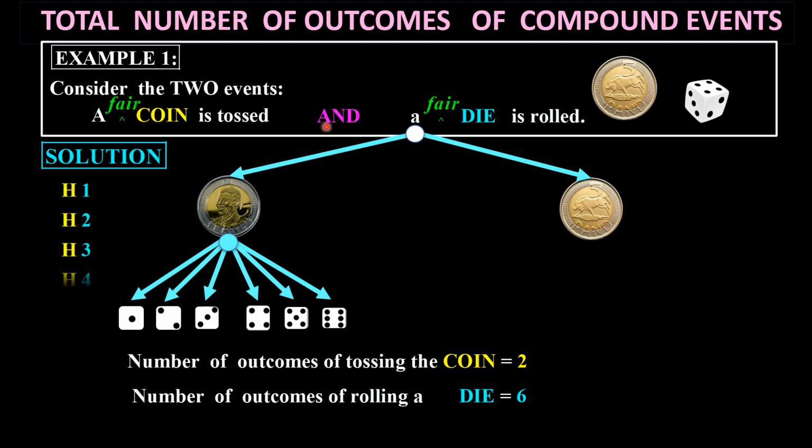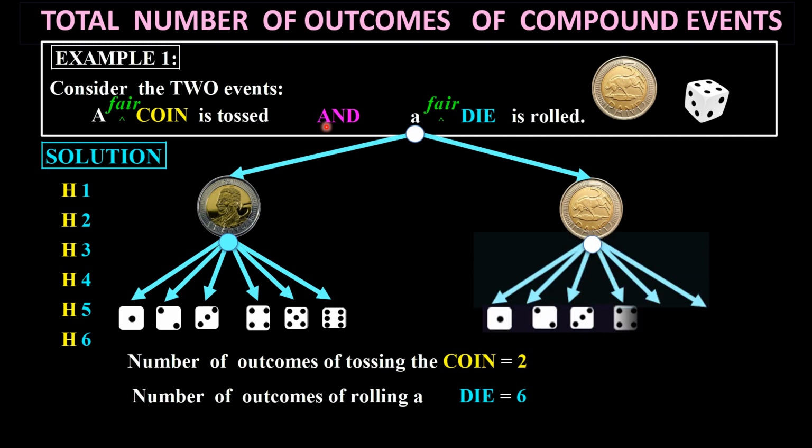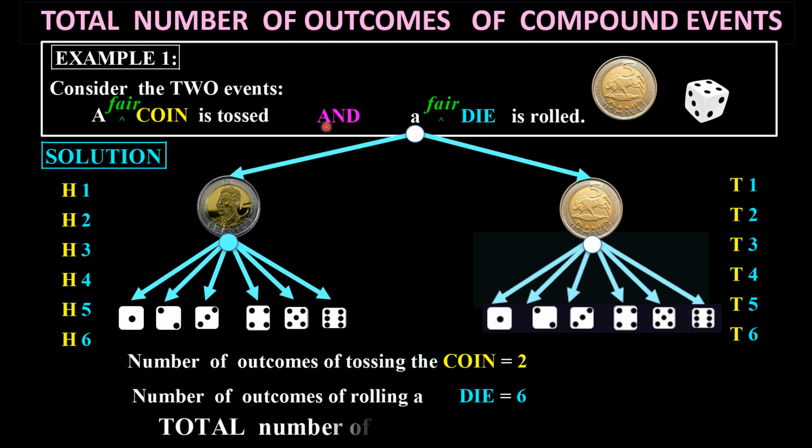In the same way, we can list the outcomes, which are heads 1, heads 2, heads 3, heads 4, heads 5, heads 6, and we see there are 6 outcomes. Similarly, with a tail, I can have exactly the same options: a tail with 1, a tail with 2, 3, 4, 5, and 6. If we count the number of outcomes, we have 6 and 6, which gives me a total of 12 outcomes.